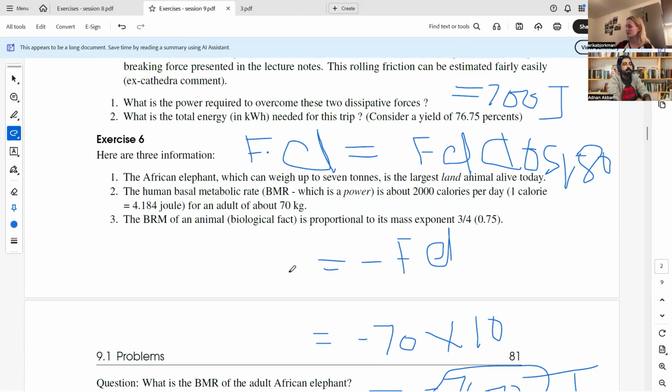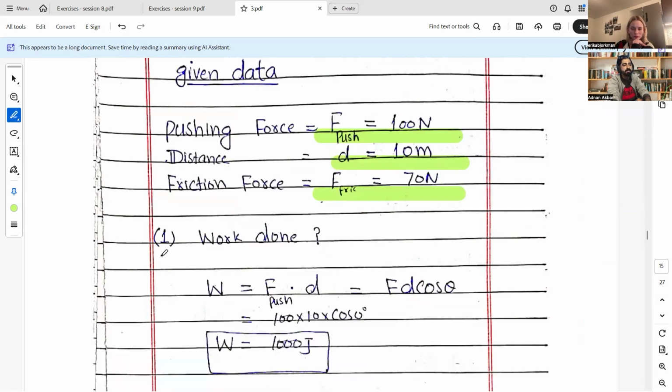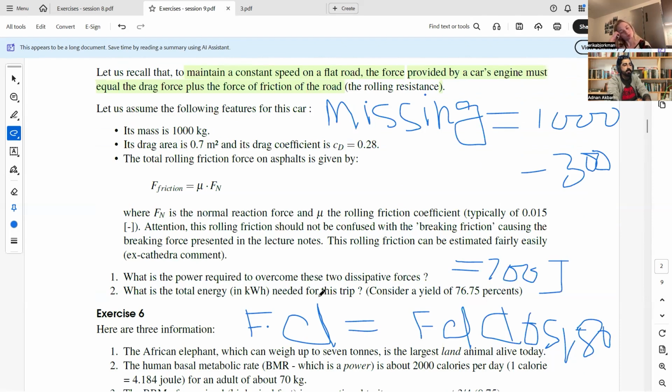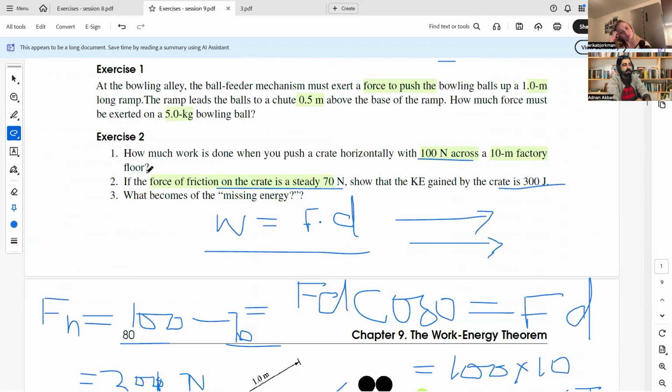Okay, have a look here. The data given: pushing force 100 Newton, covered distance 10 meters, force of friction 70 Newton. That is given to us. In the first case, you need to find the work done. In the statement, they are not giving us the force of friction in the first part, so we are ignoring the force of friction in the first case.